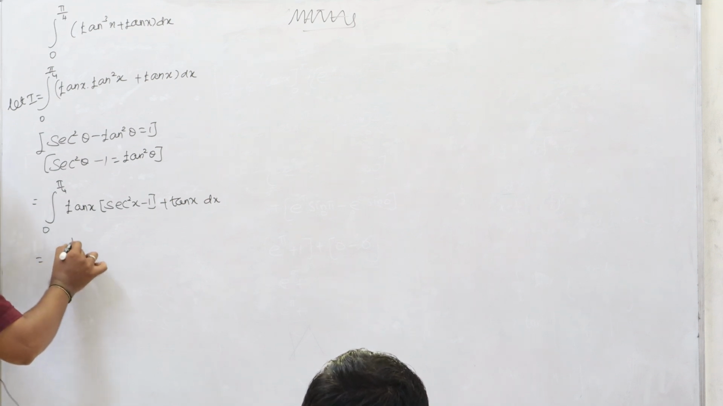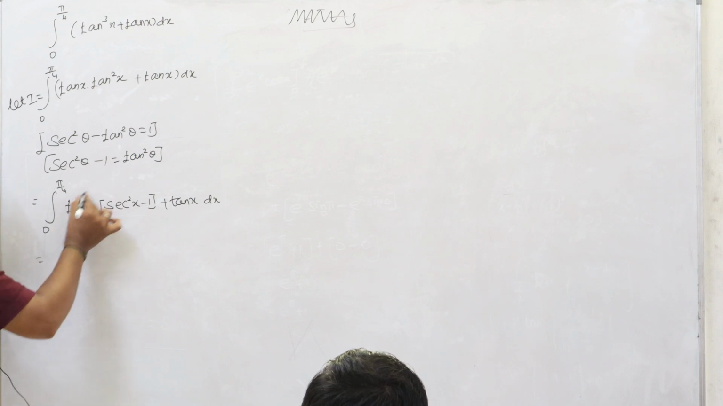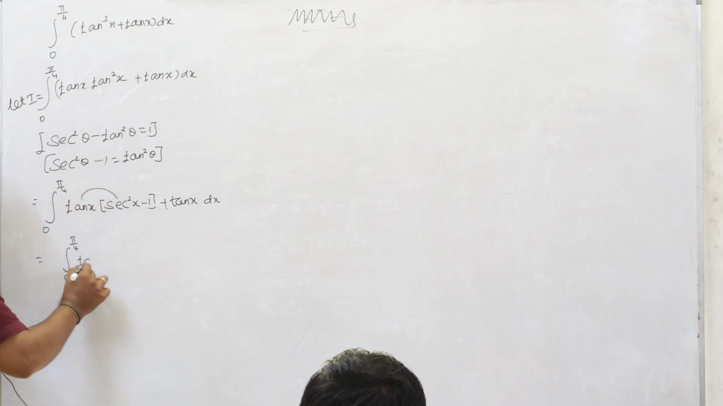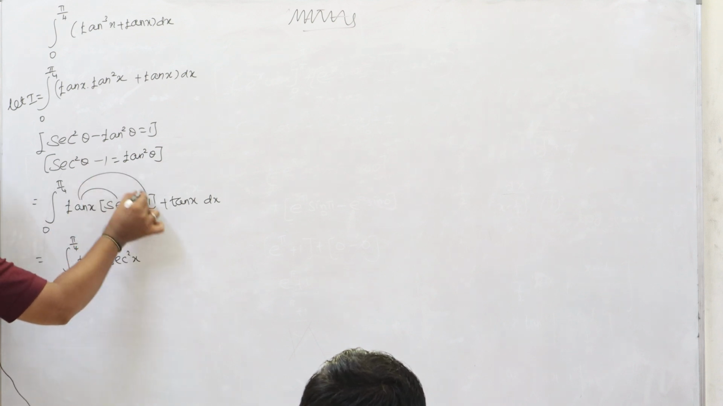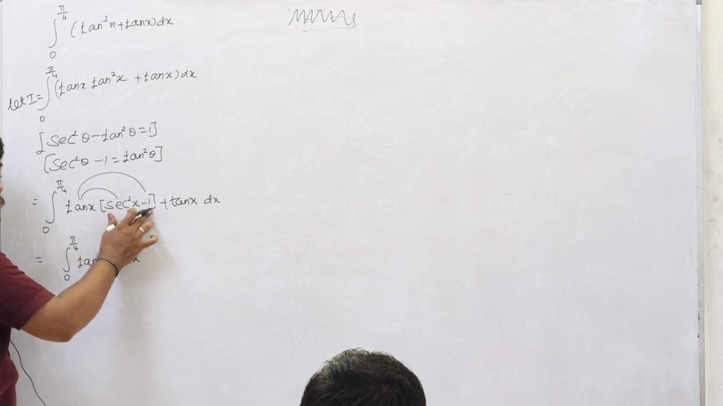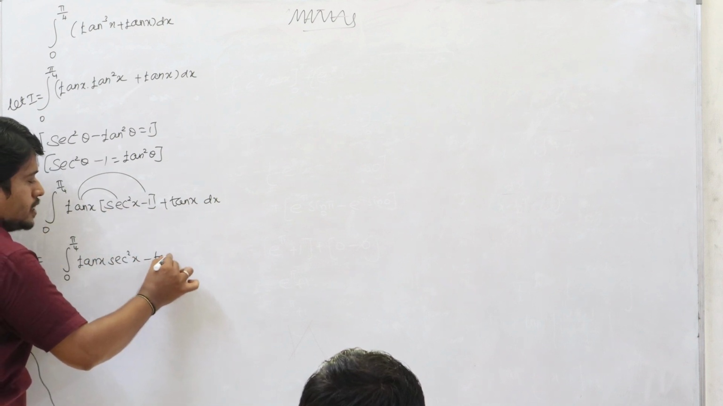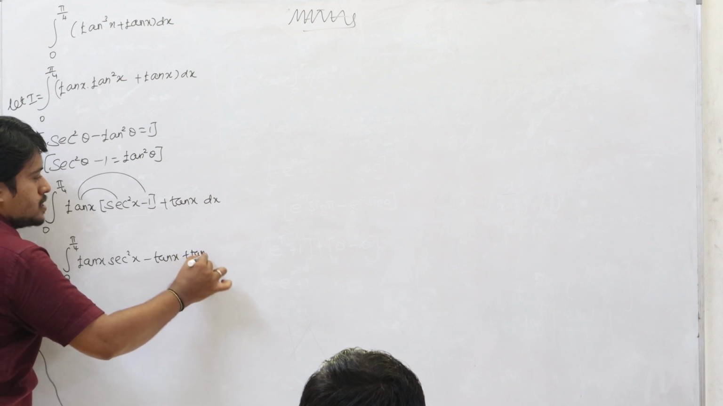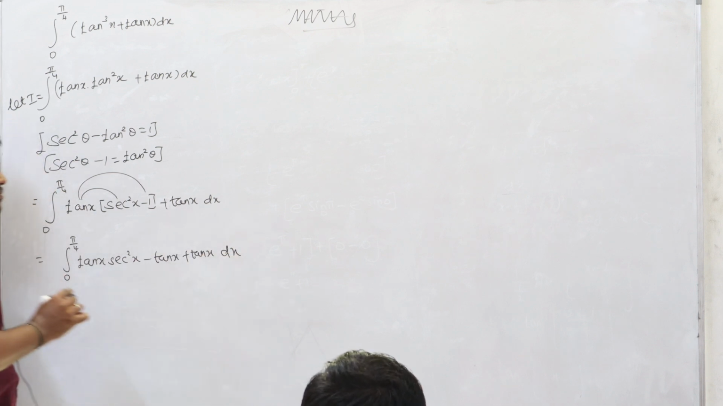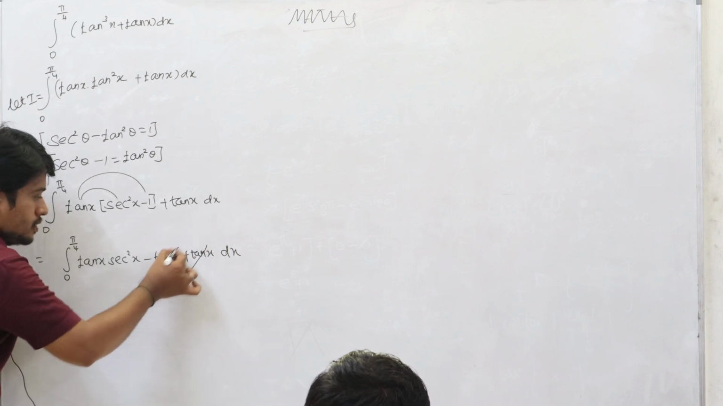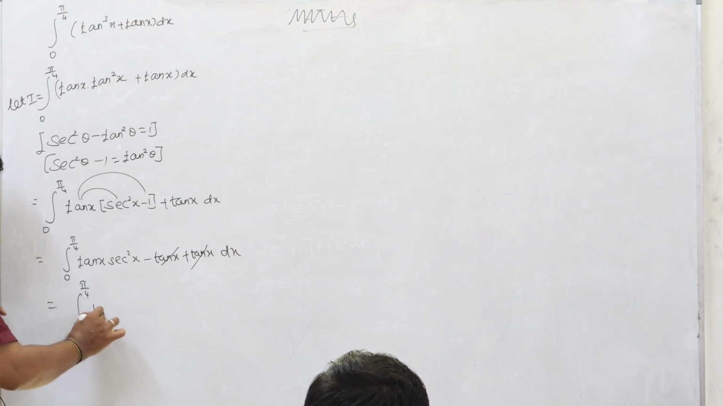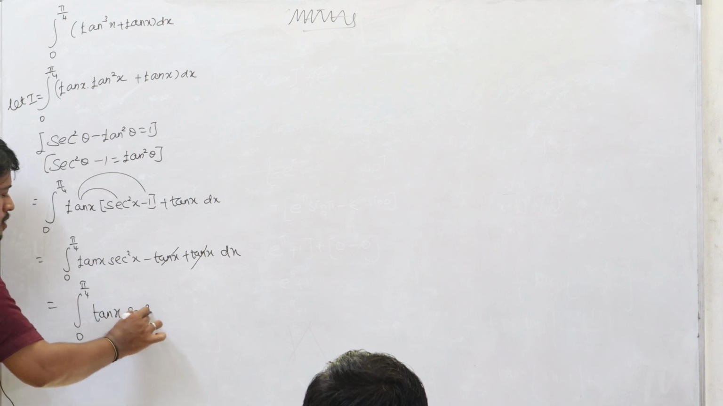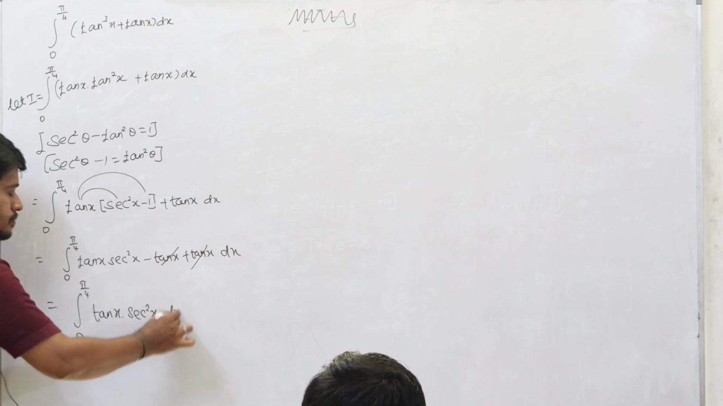Now 0 to pi by 4, you have to multiply this. So this is tan x secant square x, tan x into minus 1, yes, we get minus tan x. Next step, plus tan x into dx. The plus and minus get cancelled. So the only remaining portion is 0 to pi by 4 tan x into secant square x into dx.